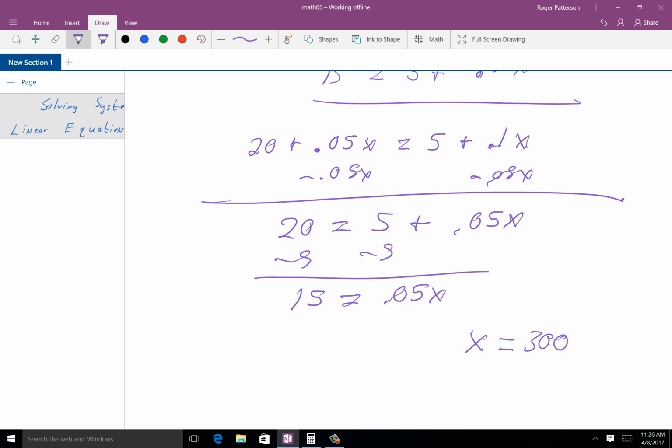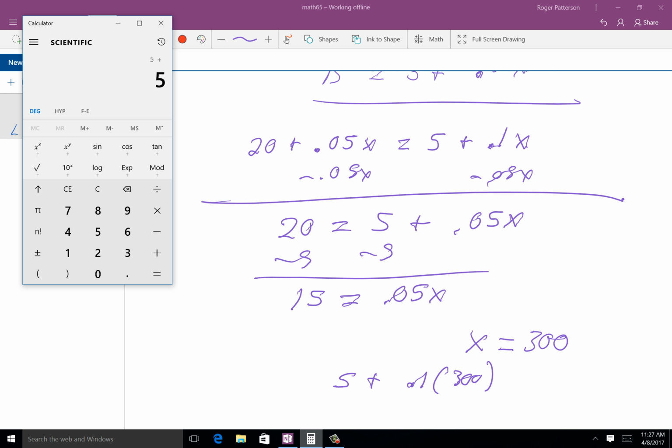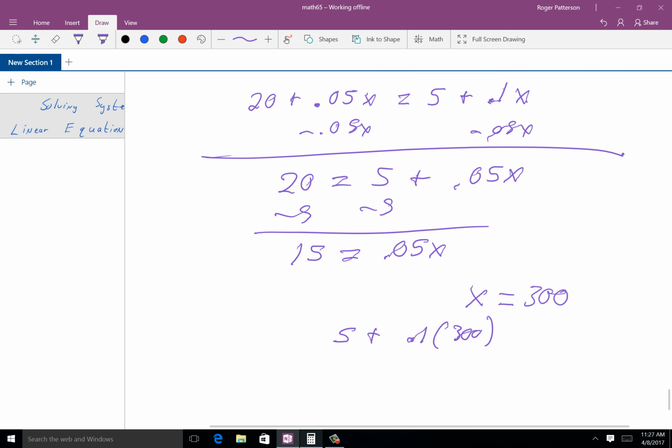What will the cost for each plan be? Well, let's figure that out. Let's just take, it doesn't matter because they're equal, so I'm just going to take the first one. So 5 plus 0.1 times 300. All right, put that in my calculator. That's going to tell me how much this plan's going to be. 300 times 0.1 plus 5 equals 35. $35. So I answered the question. I got 300 minutes, and I got $35 for a cost. That's A.